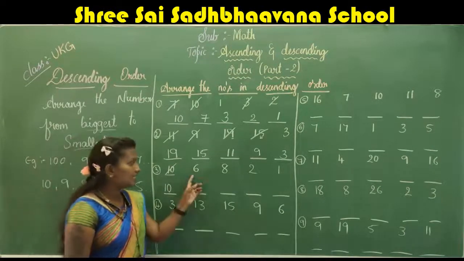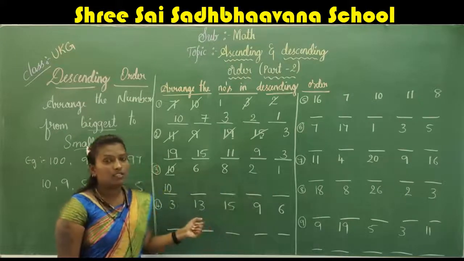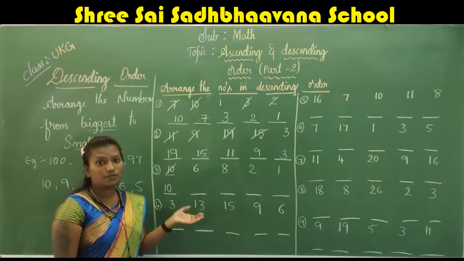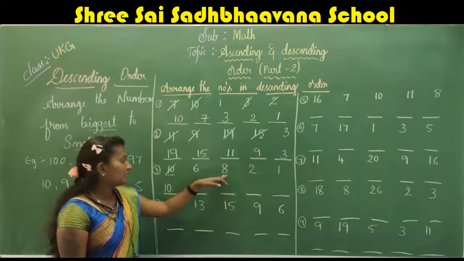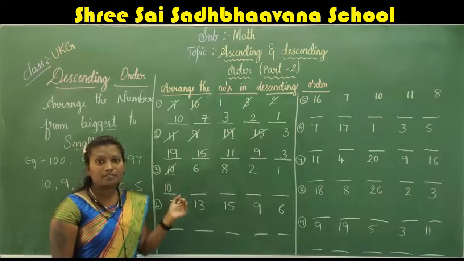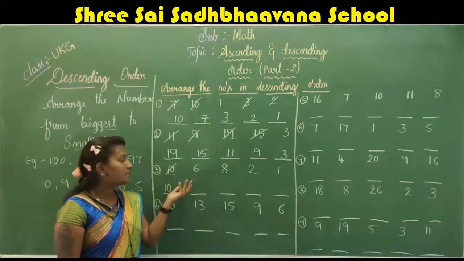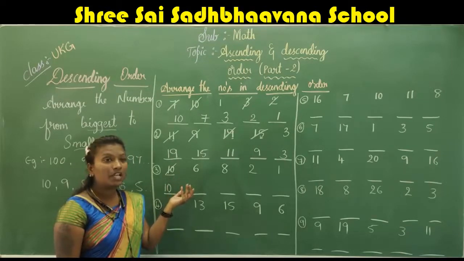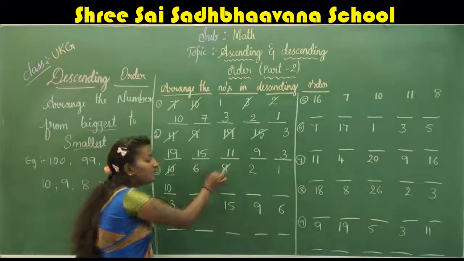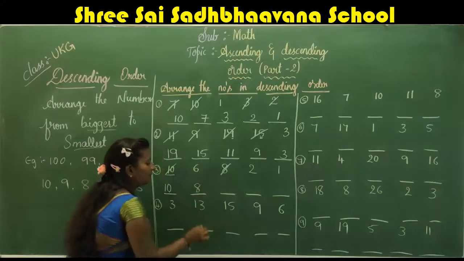Next, 6, 8, 2 and 1. Children, if you know backward numbers, this is easy for you. Okay, it's 6, 8, 2 and 1. Here, which is the biggest number? Number 6 is the biggest number? No. Then what number is the biggest number here? Yes, number 8 is the biggest number. So we have to cancel number 8. That number 8 we have to write in the second place.